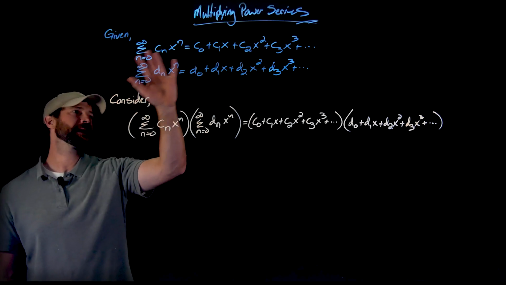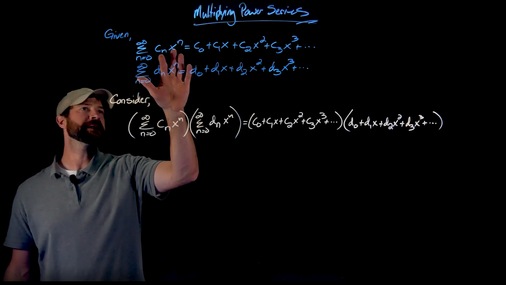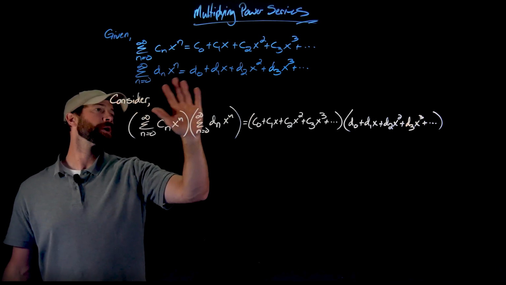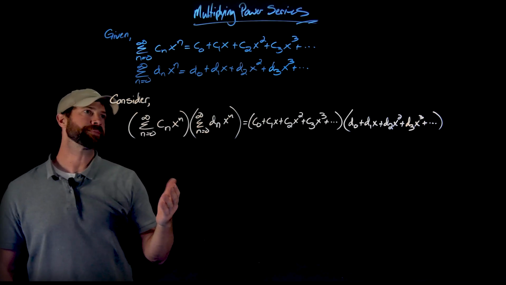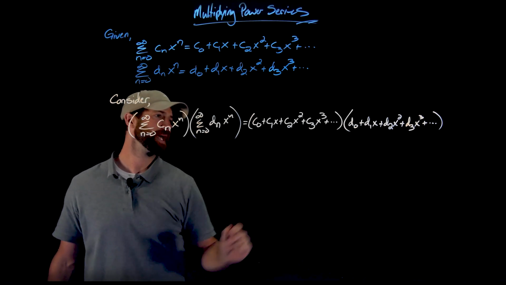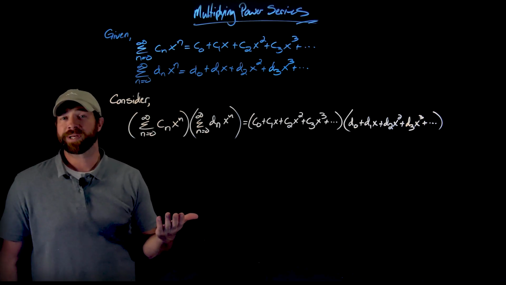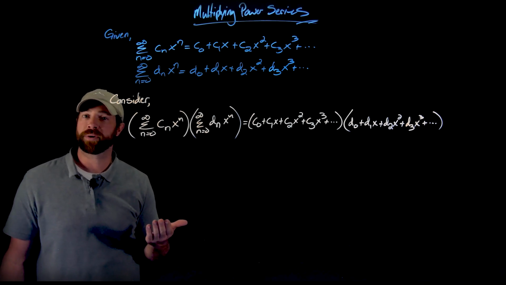We have our representation of two different power series here, which is very, very standard. c sub n and d sub n just represent our coefficients of these power series. What we're looking to do is to multiply these two together, which are represented here by these expanded forms. And the beauty is, to multiply these, we're just going to use the properties of multiplying polynomials together.